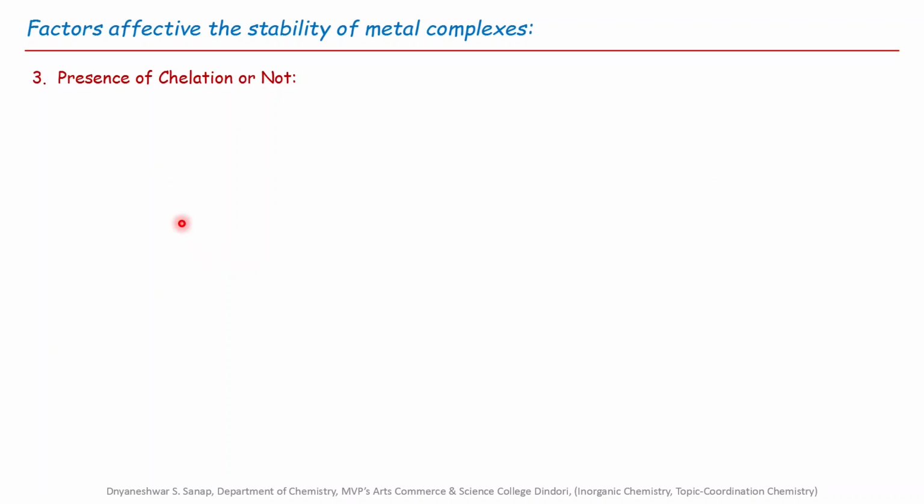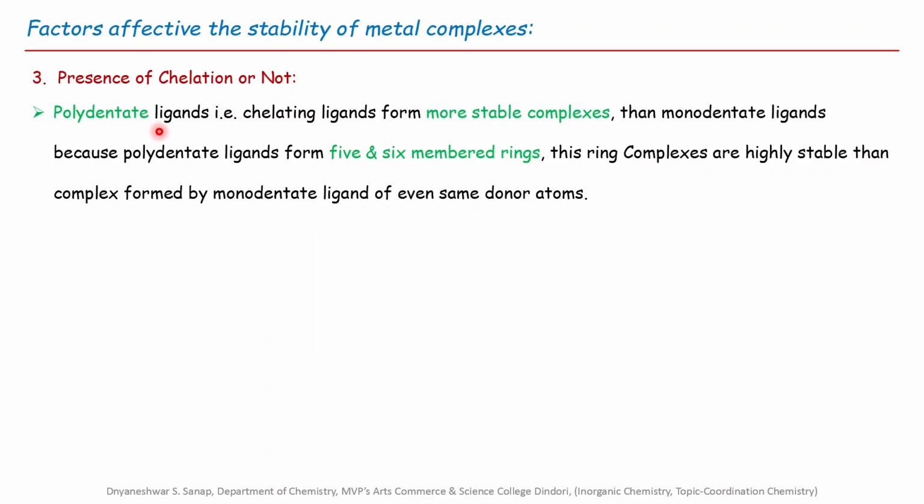The third important factor is the presence or absence of chelation in the complex. Basically, polydentate ligands, that is chelating ligands, form more stable complexes than monodentate ligands, because a polydentate ligand forms a 5 or 6 member ring, and this ring complex is highly stable compared to the complex formed by the monodentate ligand, even with the same donor atoms. Let us see the example.